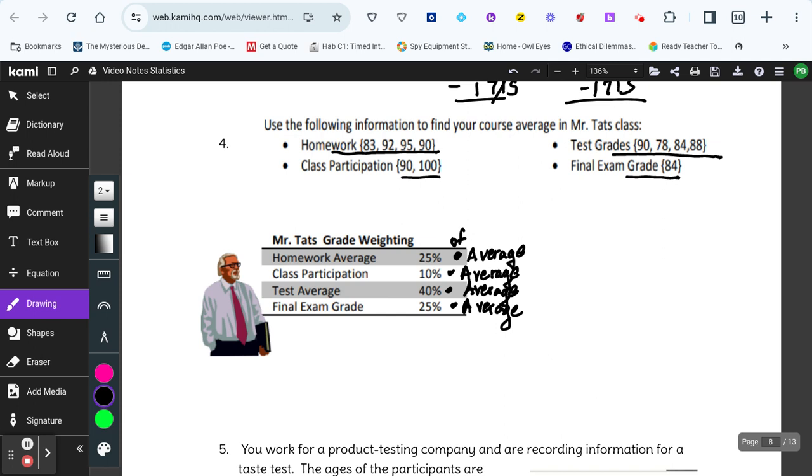All right, first of all, I'm going to find the average for these tests, okay? So, for the homework, I'm going to do HW. So, I know that's going to be 83. Let's find the average there, plus 92, plus 95, plus 90. And I'm going to divide it by 4 grades. So, we got 83 plus 92 plus 95 plus 90. That's 360 divided by 4. So your homework average is a 90.